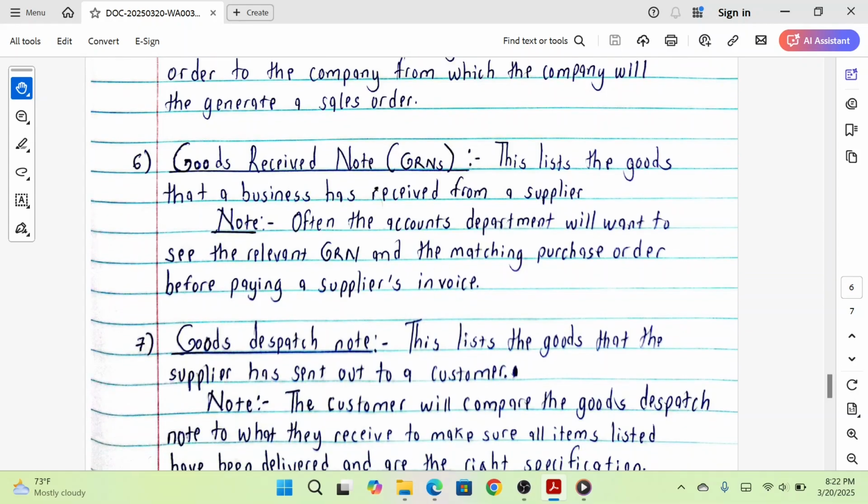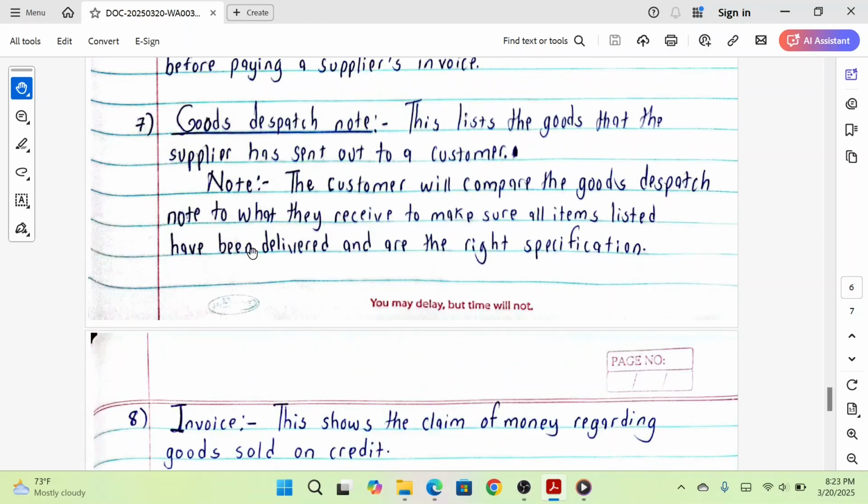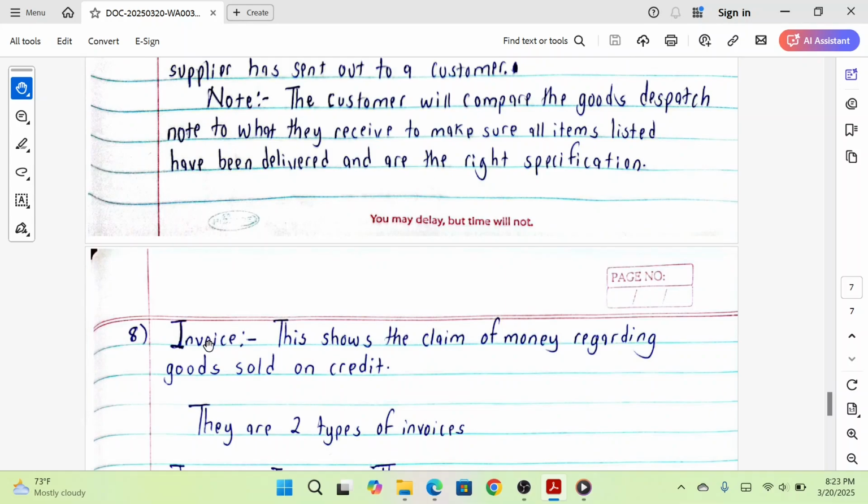Then we are having goods dispatch note. Now, this lists the goods that the supplier has sent out to our customer. Also, I want you to note that the customer will compare the goods dispatched note to what they received to make sure that all items listed have been delivered and it's matching the right specifications that were indicated on those goods. Then we are having the invoice.